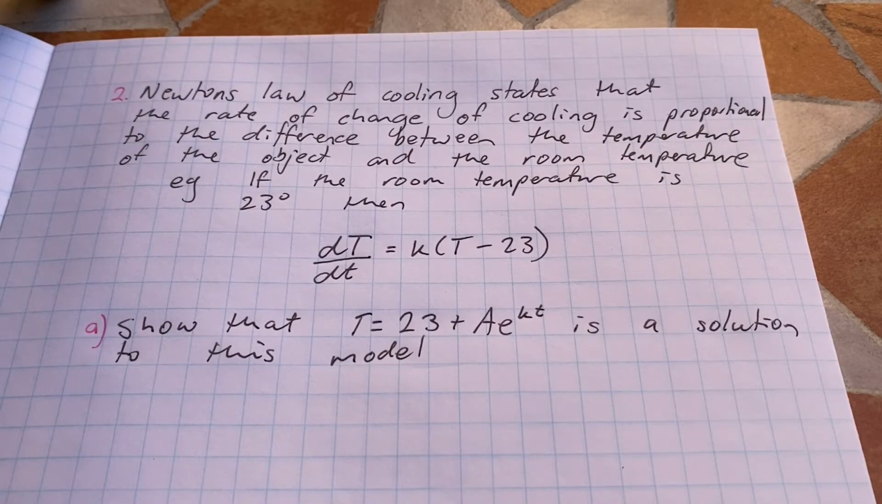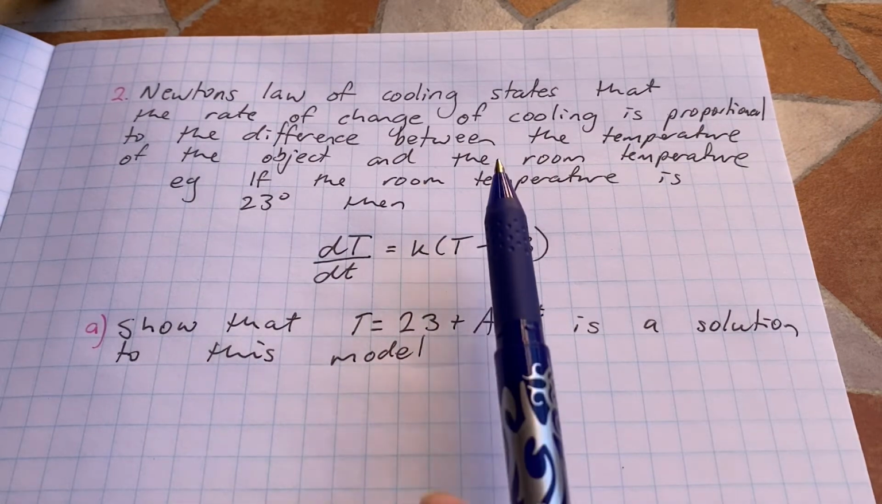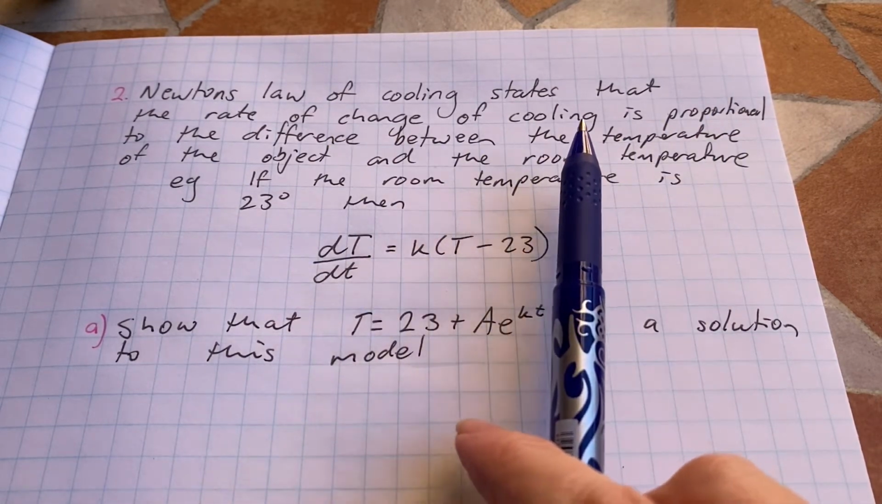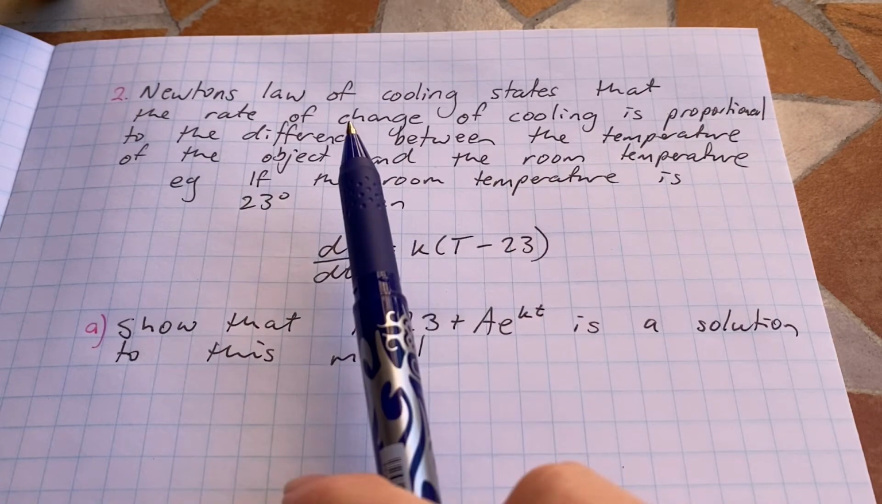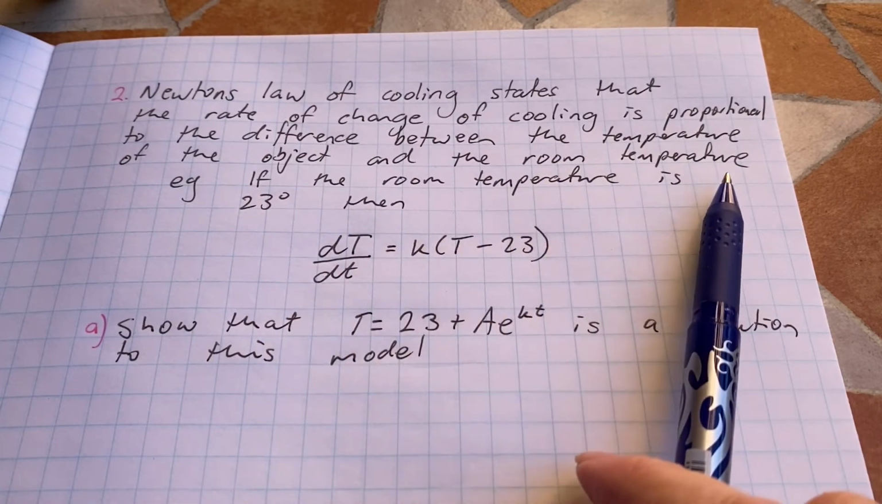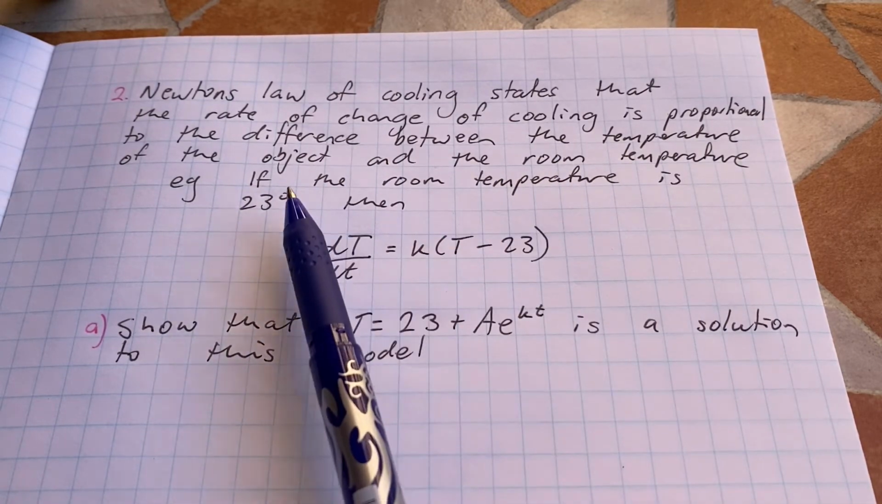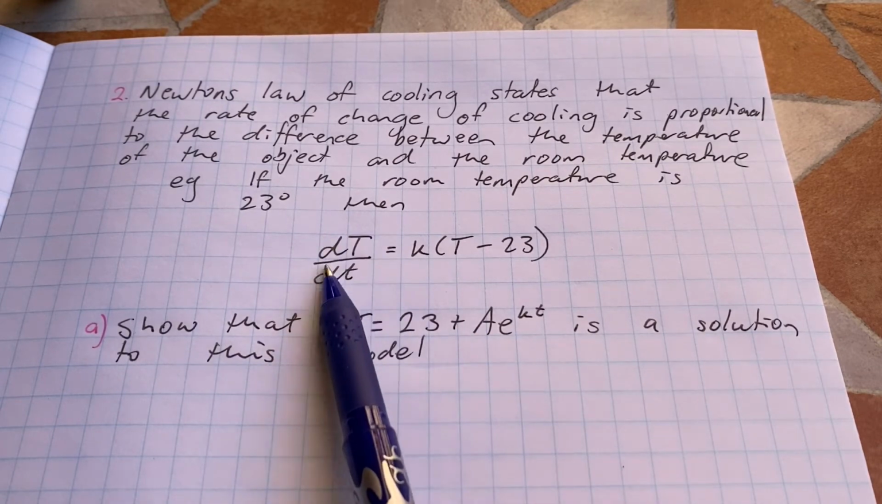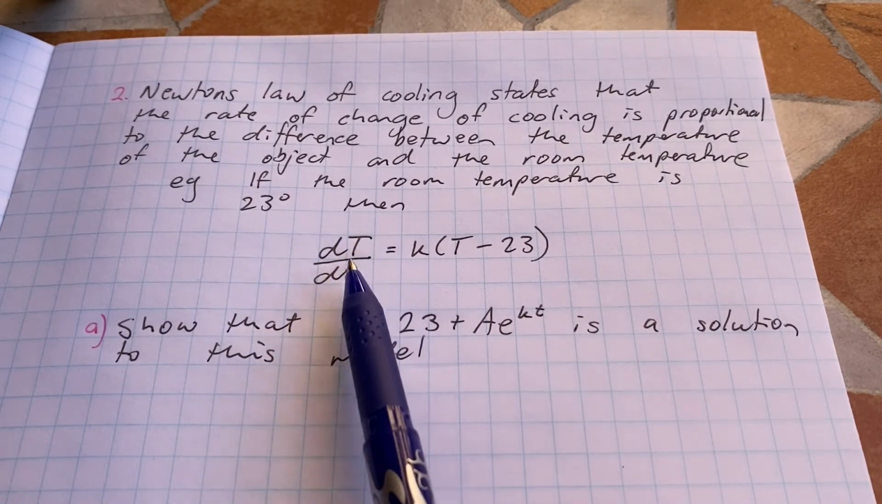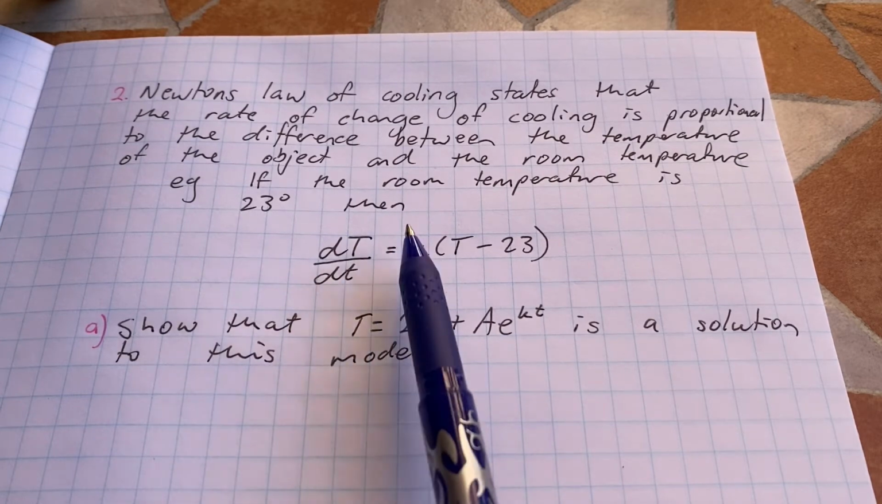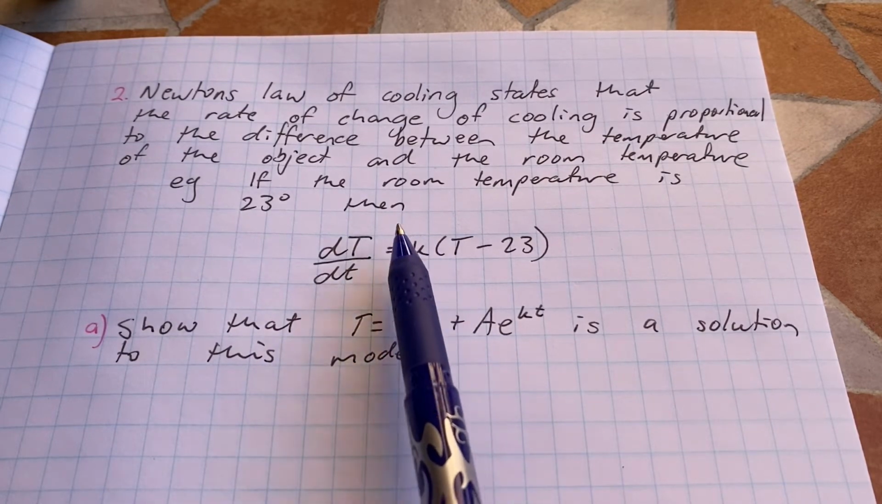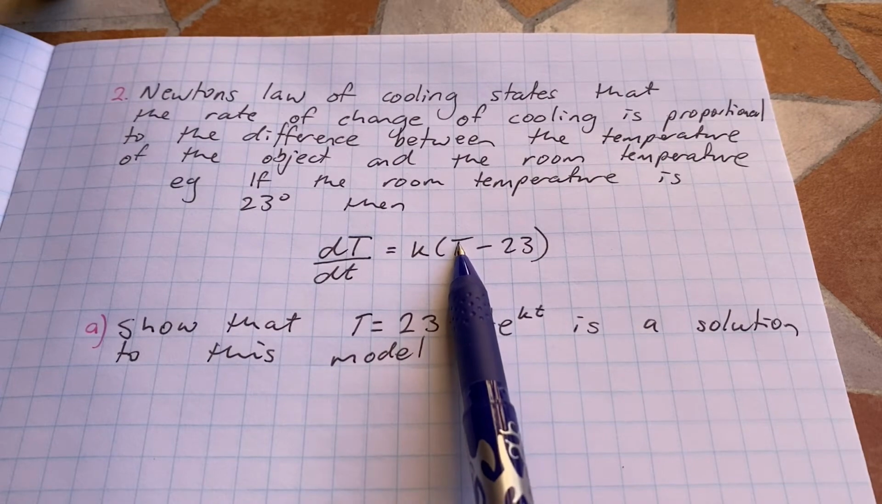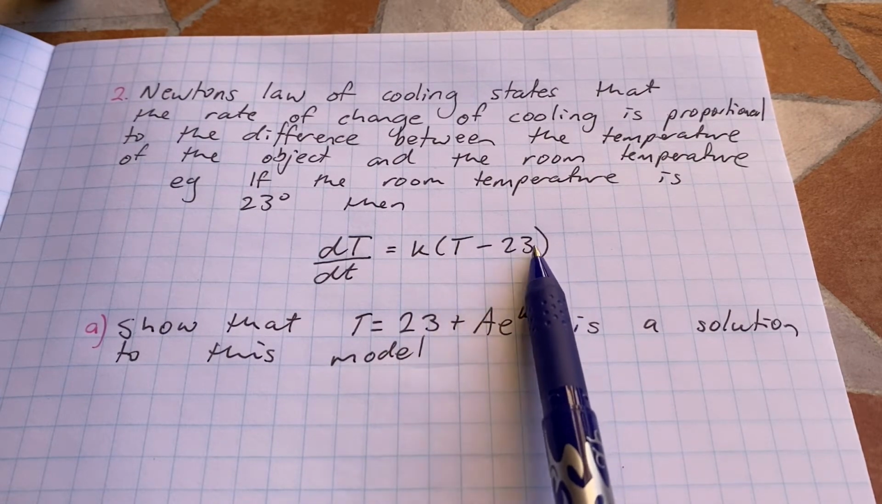Example 2 is almost exactly the same, except for the fact here our k is going to be negative because we're looking at decay rather than growth. So in this example, we're first told that Newton's law of cooling states that the rate of change of cooling is proportional to the difference between the temperature of the object and the room temperature. So what that means is if the room temperature was 23 degrees, the rate of change of the temperature, so capital T is temperature, lowercase t is time, is equal to some multiple of, or proportional to, the current temperature of the object minus 23.